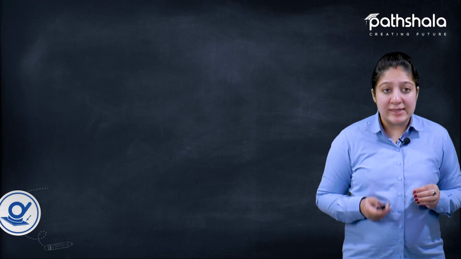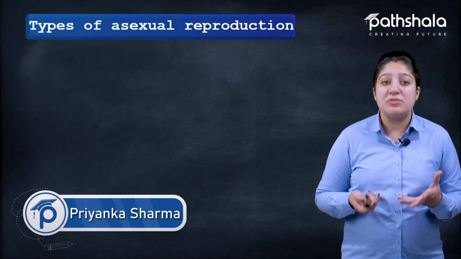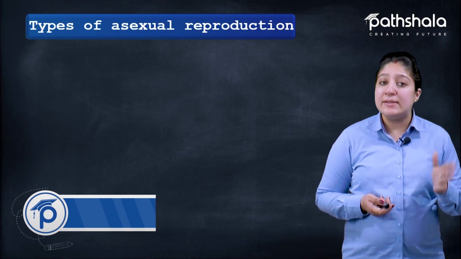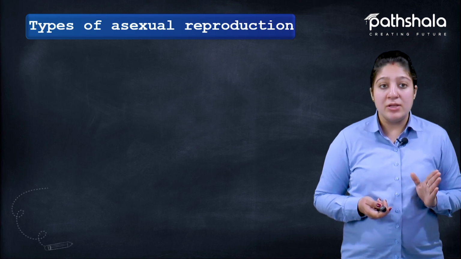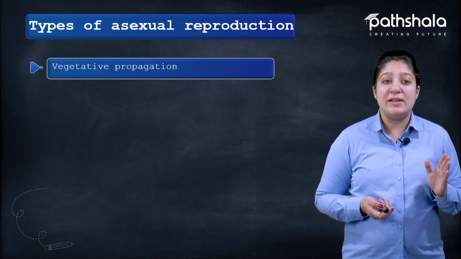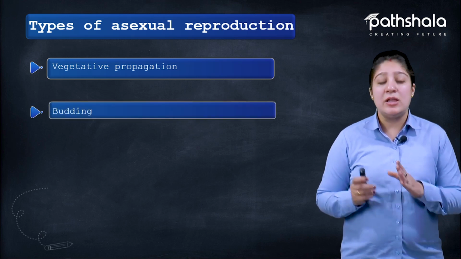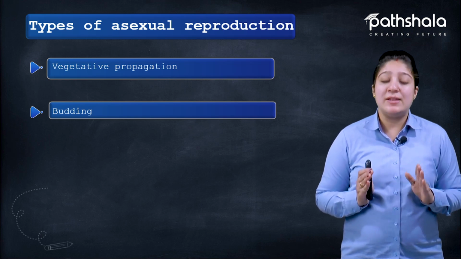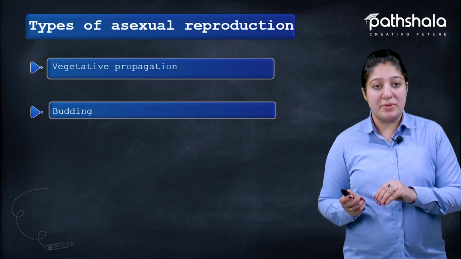Now let's understand in brief about asexual reproduction. We can say the types of asexual reproduction. As I've already discussed, it is a type of reproduction in which only one parent is involved. So this is basically done by... normally, if we see, a plant is able to reproduce by two parts. One is the vegetative part, another one is the reproductive part.